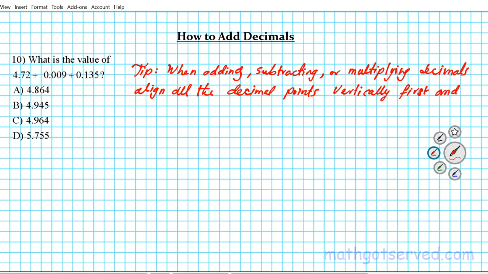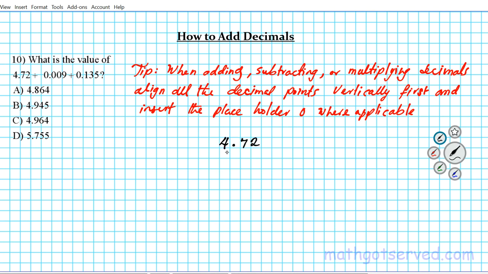And then when adding or subtracting, you can insert the placeholder 0 where applicable. Okay? All right, so let's see how we can apply this tip to this particular problem. So we have 3 decimals that we're adding together.